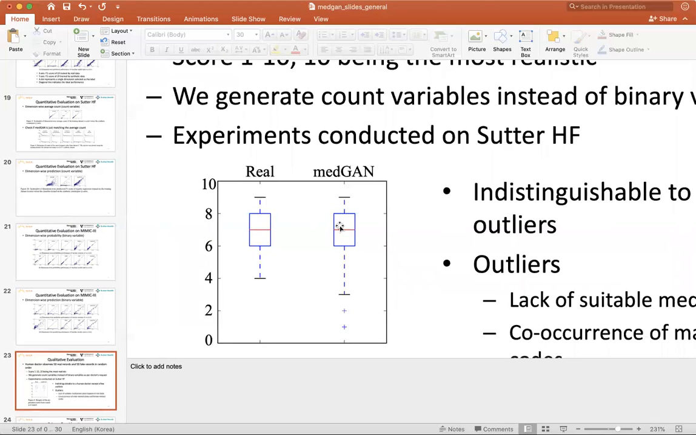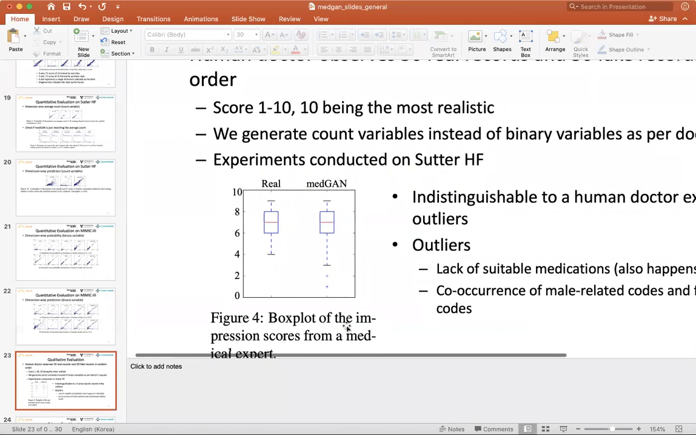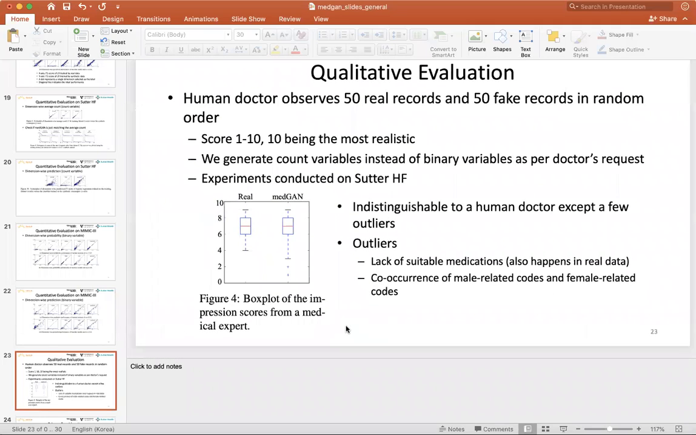So it's almost exactly the same distribution, which means that to the eyes of the doctors, even using the count data, it's not really easy to tell the real ones from the fake ones. So qualitatively, it's about the same. But there are two outliers. You see the plus sign here, which means that two specific samples were given the scores of 2 and 1. And the reason is pretty interesting.